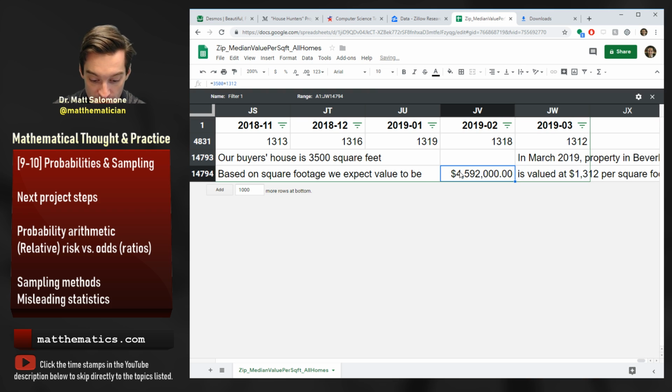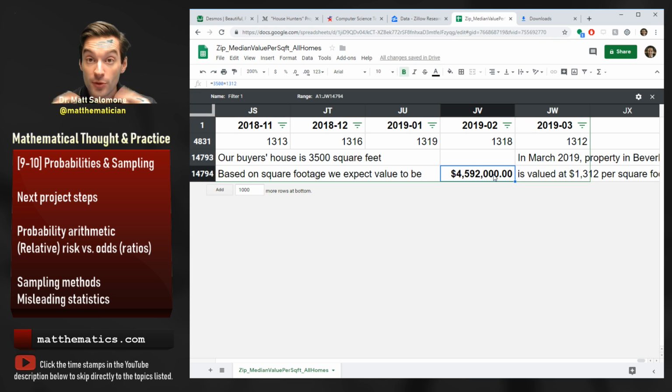So here would be the estimate that Zillow's data would give us based just on the size of my house, 3,500 square feet, and on the average cost per square foot for a house in this zip code. And so we would expect this house to sell for, knowing nothing else about it, about $4.6 million. To my ears, that sounds about right for a pretty good-sized property in the Beverly Hills zip code.